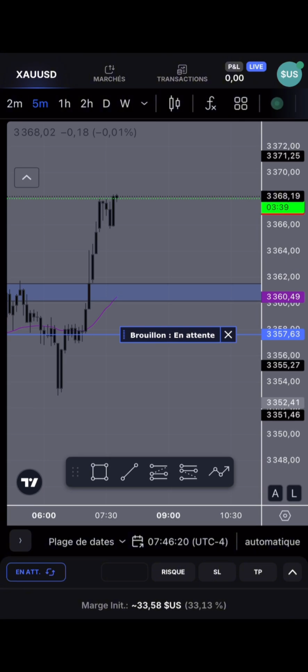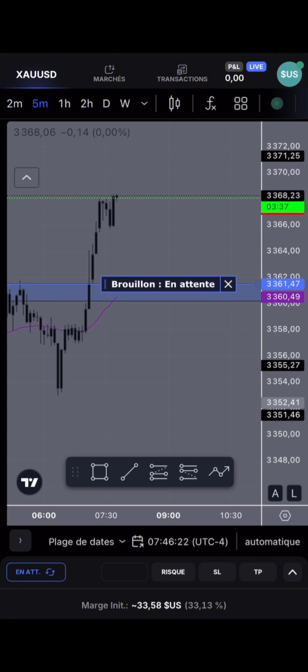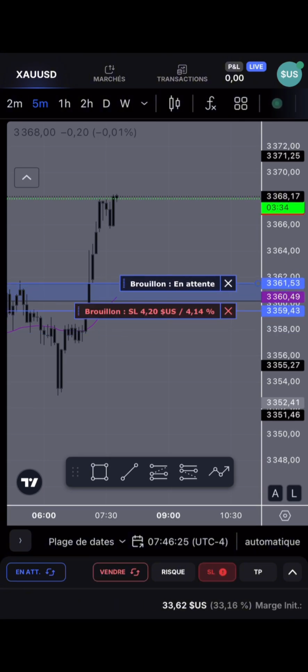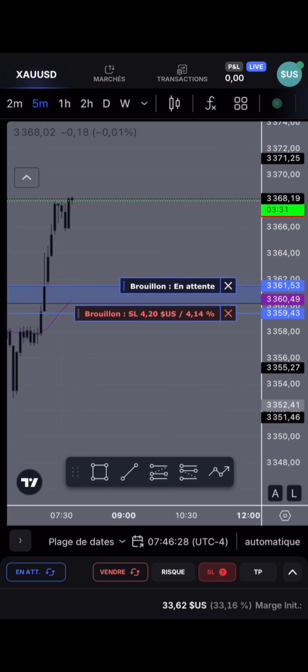And we're just going to go ahead and set a limit right here. We're going to put it just below this level right here. And we're only going to be risking $6 on our trade. Actually, let's do $8. We'll spread out our $100 for 10 trades. We should not be wrong 10 times in a row.